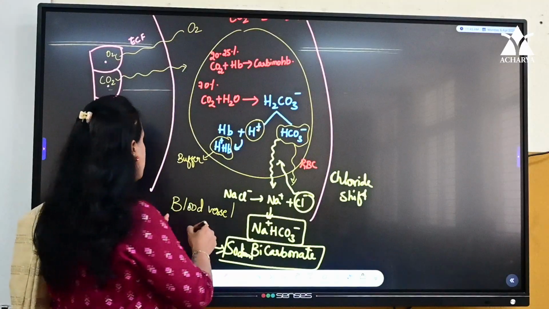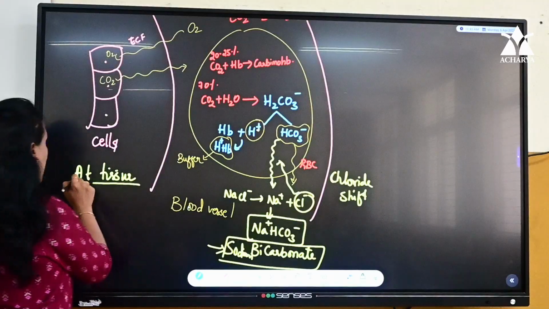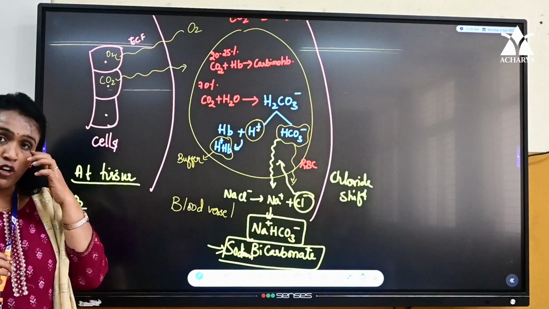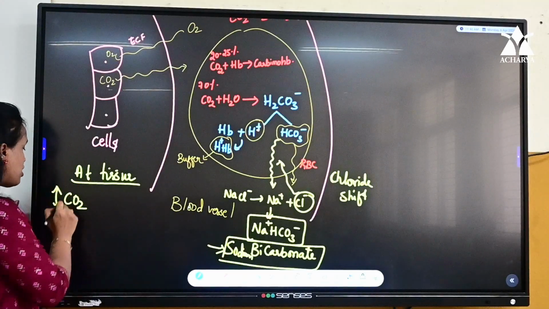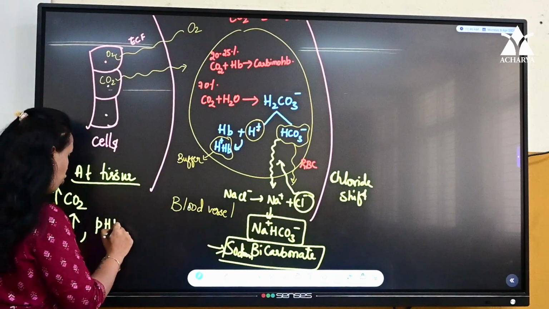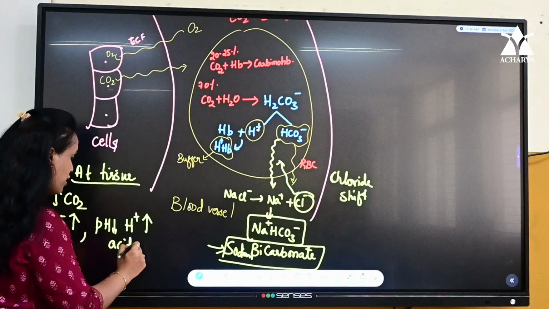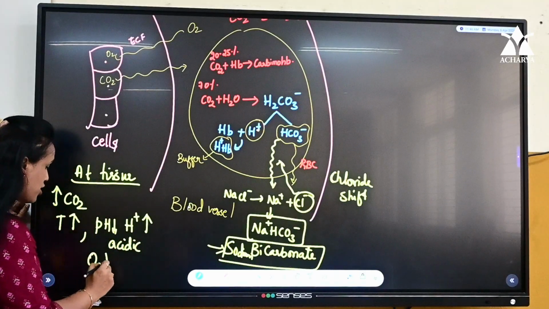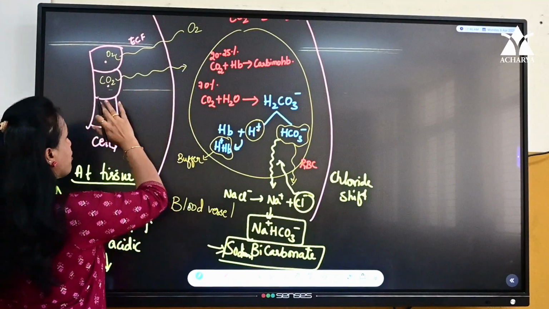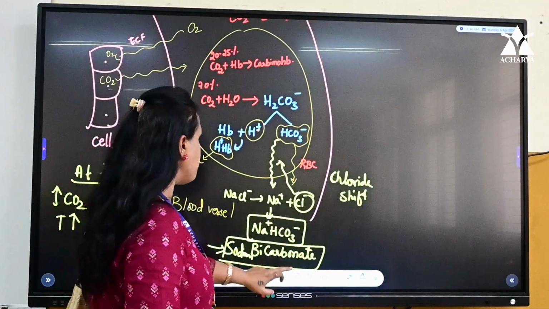Now this is at tissue level. At tissue level, what were the conditions? Carbon dioxide was more. If we studied in the previous session, it was 45 mm Hg. Carbon dioxide is more, temperature is more, pH is low, that is H plus ion concentration is more, and the blood is acidic. In all these conditions, oxygen is again less. In all these conditions, what is happening? Carbon dioxide is entering from tissue to the blood in three ways. One is in the plasma.